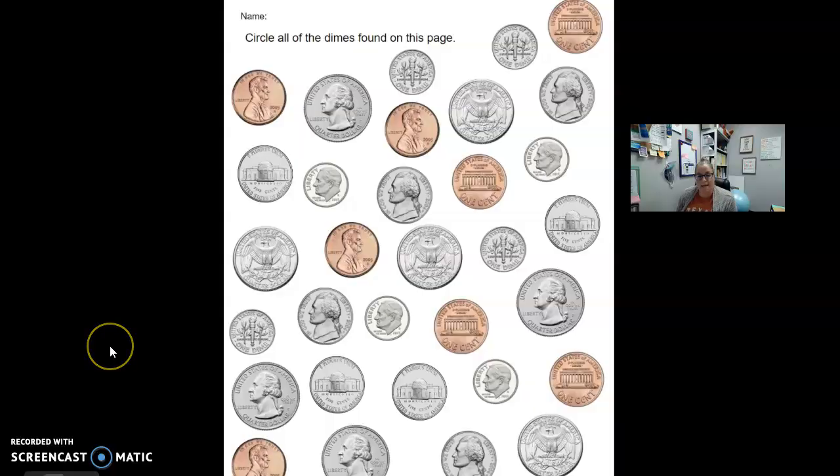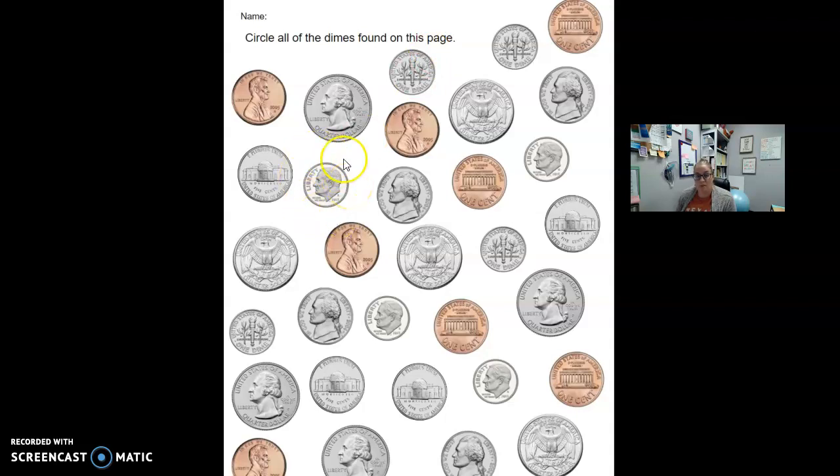Here is your activity for today. Just like you've been doing with your pennies and your nickels, today I want you to look at this piece of paper and I want you to circle all of the dimes found on this page. So if you're at school or if you're at home and you have this piece of paper in front of you, you are going to find all of the dimes and you're going to circle them with your pencil.